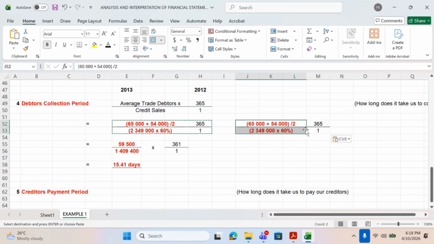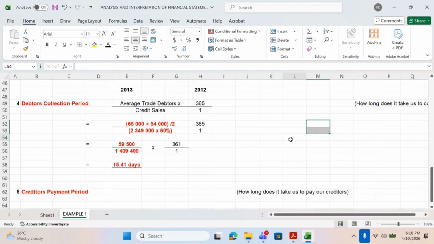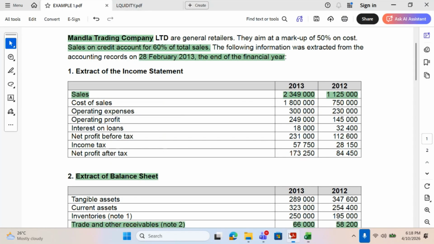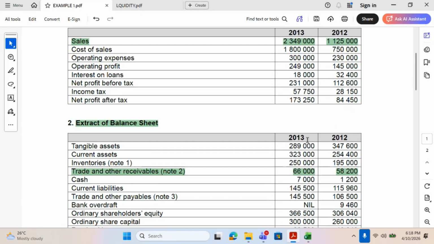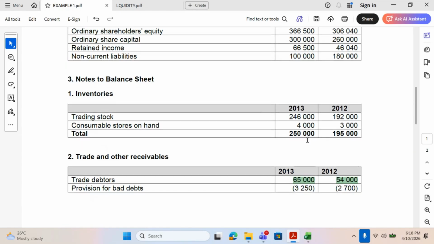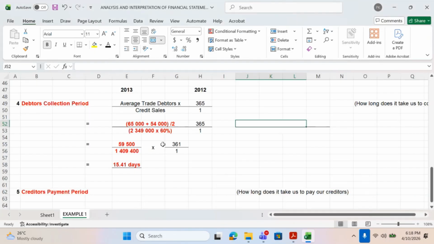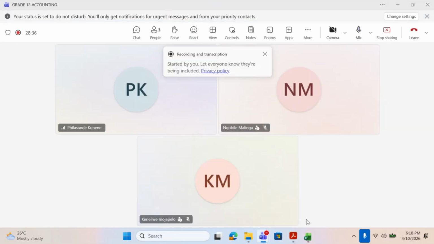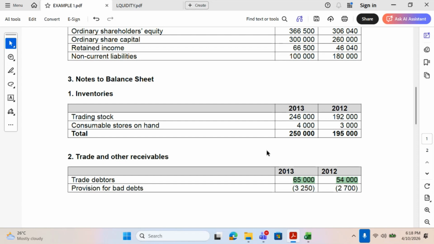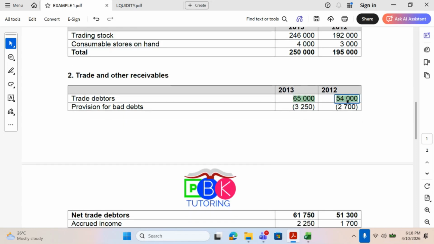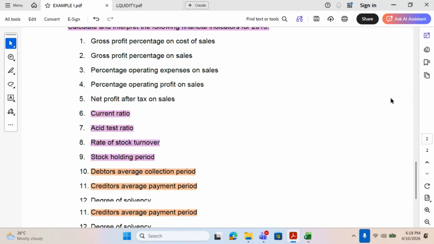Now, let's check the other one. We're going to work on the one of 2012. For 2012, we cannot calculate the average trade debtors, because we don't have trade debtors for 2011. If we were calculating the average, we would take 54,000 plus trade debtors of 2011, but they did not provide us with that information.